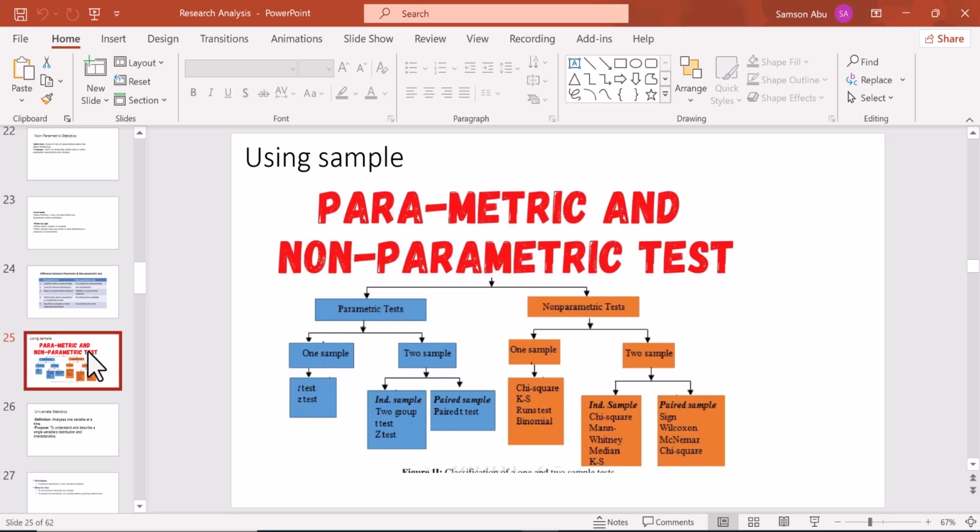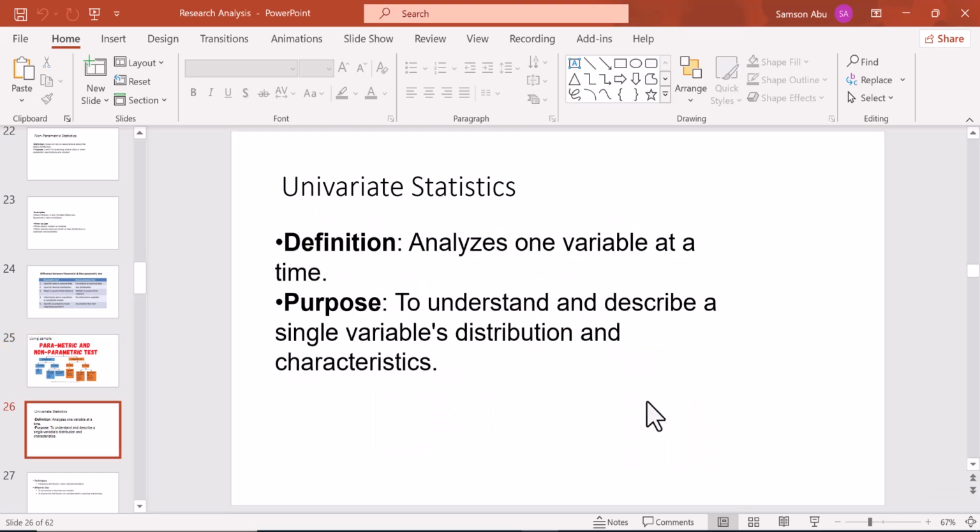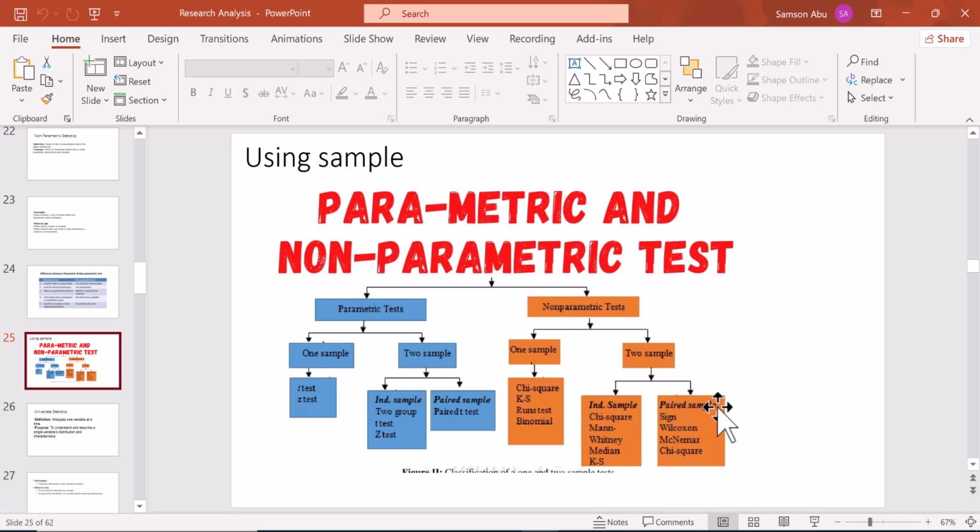If you have two samples, that is two columns, two groups, you can use an independent sample t-test. You can use the z-test too. You can use a paired t-test when you have equal rows and columns. Now, for non-parametric, when you have one sample, you can use chi-square. You can run a binomial test as well. Then for two samples, you can also use chi-square and Mann-Whitney U, and for paired samples, you can use the sign test and Wilcoxon. You can use your chi-square as well.